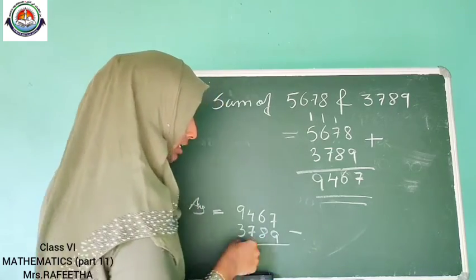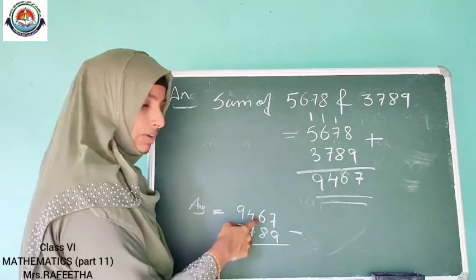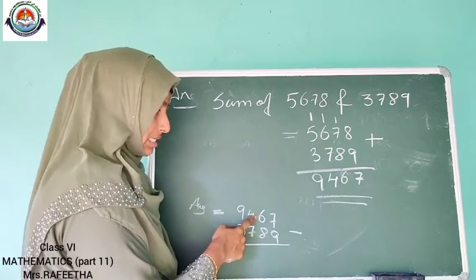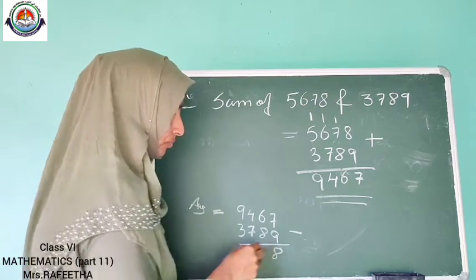3789. We want to subtract. What is 17? Here 7 minus 9 is not possible. So we want to borrow 1 from the 6. Okay, 17 minus 9, that is 8.